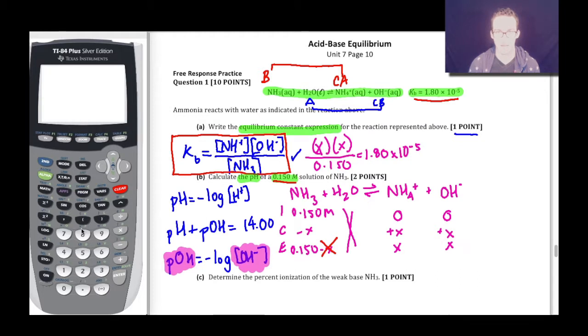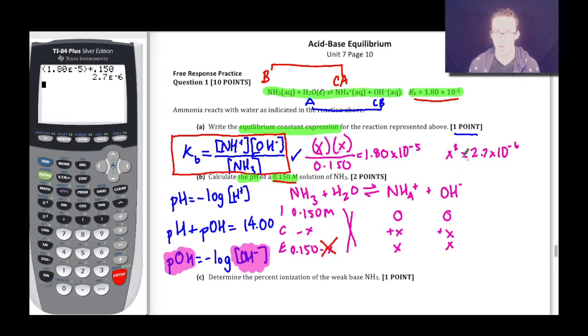I'm going to do a quick calculation using my calculator here. 1.80 times 10 to the negative 5 times 0.150. Essentially, I'm trying to isolate my variable X here. I end up with 2.7 times 10 to the negative 6 is equal to X squared.